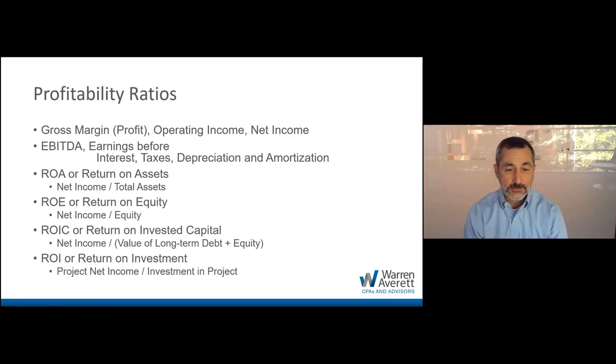Moving to profitability ratios, and I'll go pretty quickly here because these are pretty simple. Gross margin, we talked about. Operating income, net income, we already talked about in the construct of the income statement. Next, very importantly, many people pronounce this different ways. I say EBITDA, but this is earnings before interest, taxes, depreciation, and amortization.